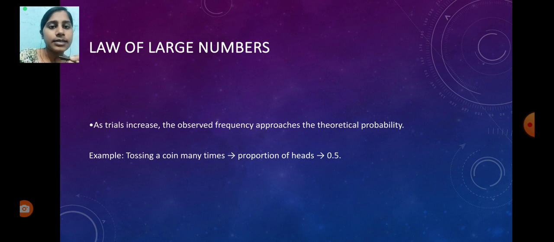Law of large numbers. The law of large numbers says that as the number of trials increases, the observed frequency approaches the theoretical probability. For example, tossing a coin many times, the proportion of heads is 0.5, that is 1 by 2.